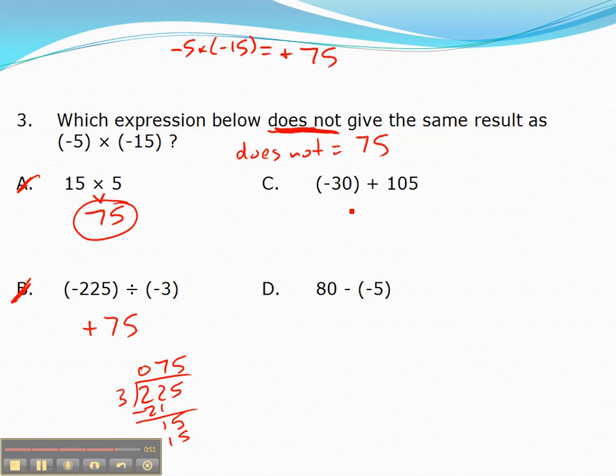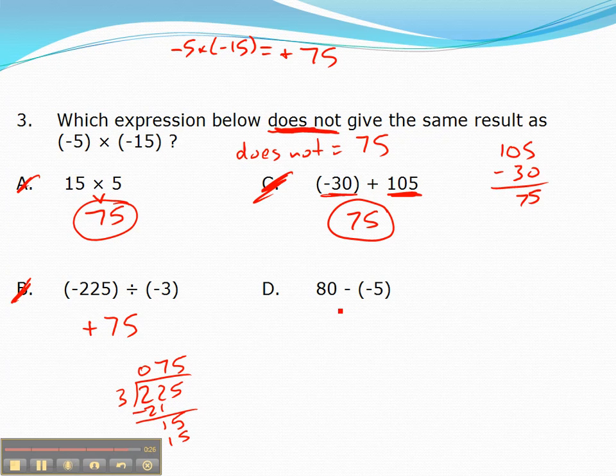So it's not B. On C we have -30 plus positive 105. When we're adding integers, we ask ourselves, are the signs the same or different? If they're different, we find the difference. So 105 minus 30 is 75. And this integer, positive 105, is much farther from 0 than -30, so this is a positive 75. So that also is wrong.